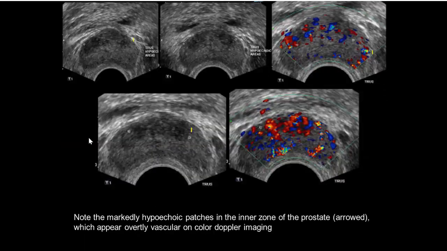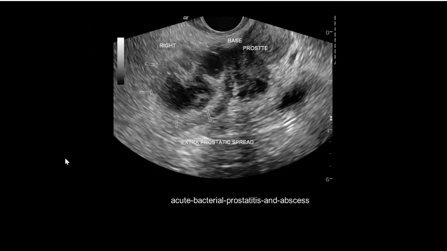We see markedly hypoechoic patches in the inner zone of the prostate. Markedly hypoechoic patches, with increased vascularity on Doppler imaging, in a case of prostatitis. This is acute bacterial prostatitis with an enlarged prostate, multiple hypoechoic areas, and a prostatic abscess showing an anechoic collection, organized and heterogeneous, and this is extra-prostatic spread.